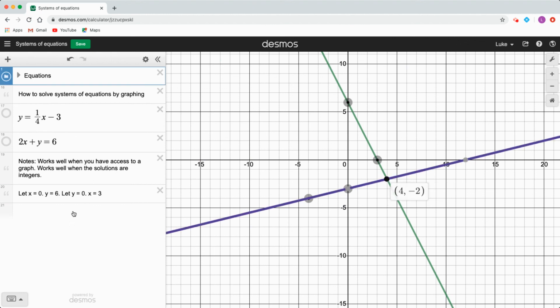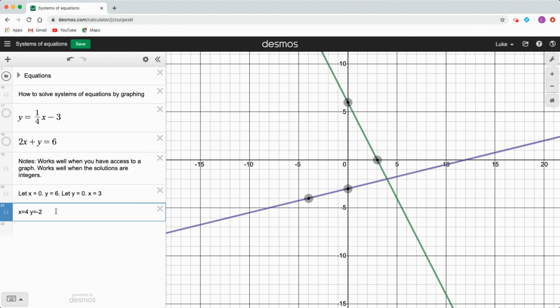And the solution here is 4, negative 2. So the answer, x equals 4 and y equals negative 2. And that's how we can use graphing to solve systems of equations. Just to show you, there it is. We'll highlight them, boom, same thing.